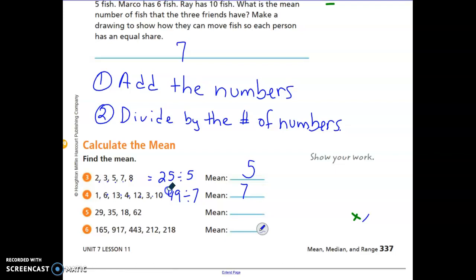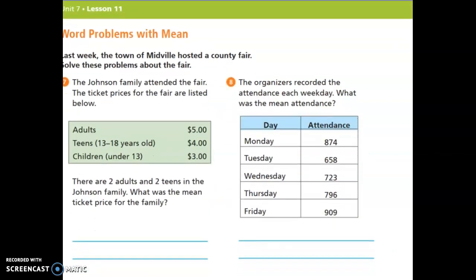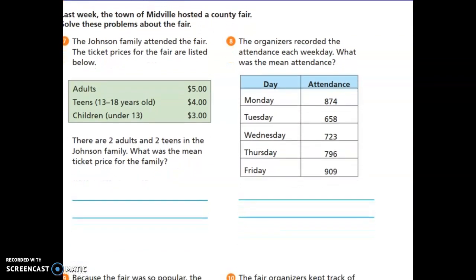All right, now using your calculator, find the mean of these two. Remember, you're going to add the numbers and then divide by the number of numbers. Pause the video and do those two. If you did it correctly, you'd get 36 and 391.